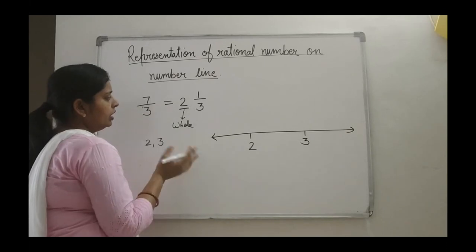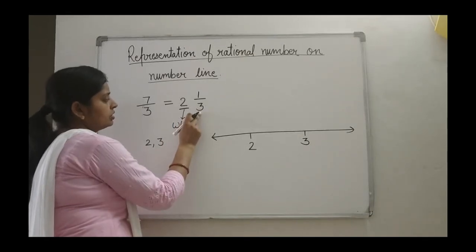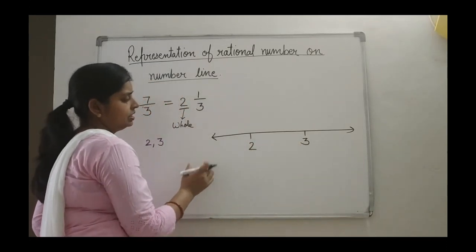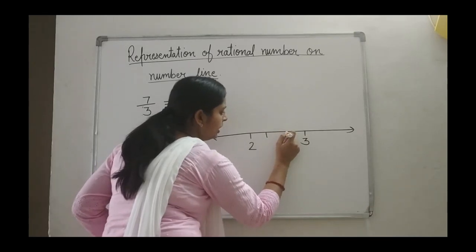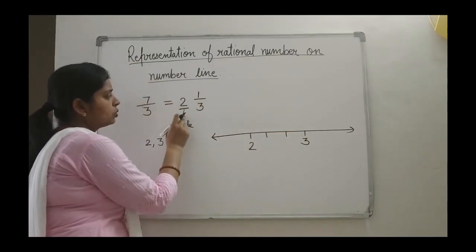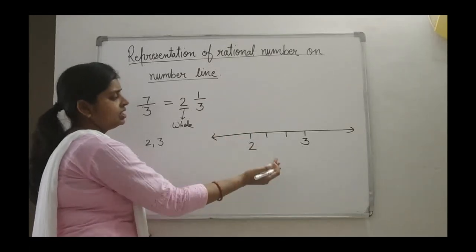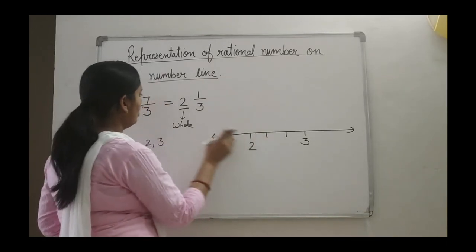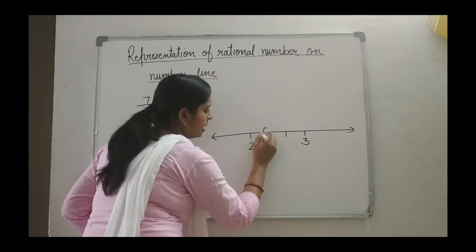Fine. Now, where will it lie? In the fractional part, what is the denominator given? 3. So 3 partitions have been given, and we have to divide the unit between 2 and 3 into 3 parts. How many lines do we have to draw? Only 2 lines, so I have drawn 2 lines. For 2 1 by 3, this is 2, and after 2, 1 by 3 more is needed. So just after 2 is 2 1 by 3, which is equal to 7 upon 3. So 7 upon 3 will lie here.